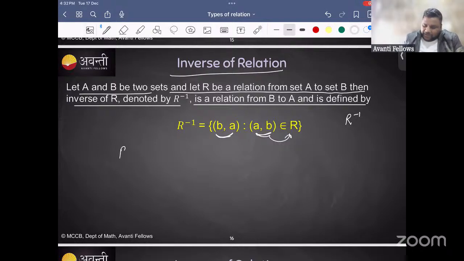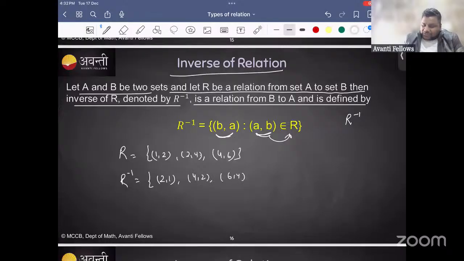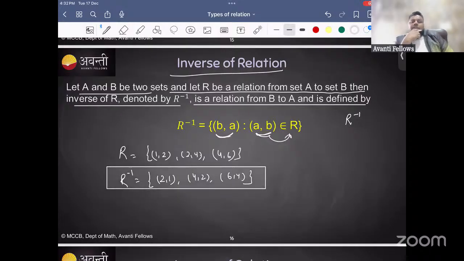That means if I have a relation like (1, 2), (2, 4) and (4, 6), then R inverse will be (2, 1), (4, 2), (6, 4). This is your R inverse. Got it? So if R is {(1, 2), (2, 4), (4, 6)}, then R inverse will be {(2, 1), (4, 2), (6, 4)}. Am I clear?